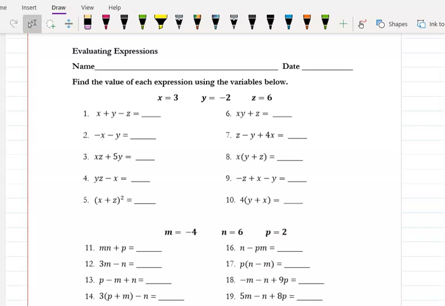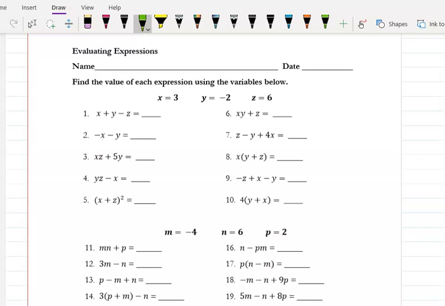Hello and welcome. Today we're going to be talking about evaluating expressions, and before watching this video you should probably have some experience with working with integers, so you should know how to add and subtract, multiply and divide with signed numbers. Okay, so today we're looking at finding the value of an expression using variables, and you can see that we have some positives and some negatives, which is why you need to know your integers.